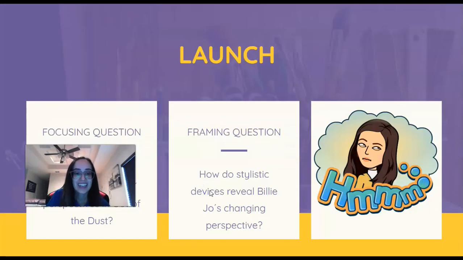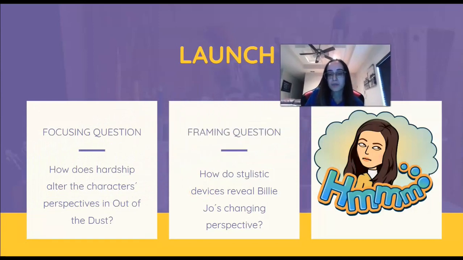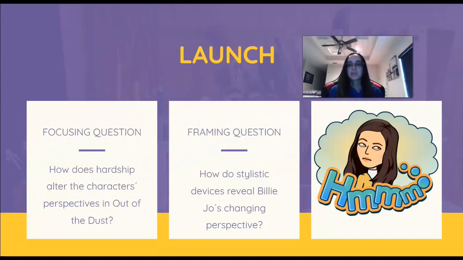Moving on. So some questions we're going to be looking at, boys and girls, for today's lesson. I want us to keep these questions in the back of our head. The first question is our focusing question. How does hardship alter the characters' perspectives in Out of the Dust? So we need to think of the key words here in our focusing question. Keyword hardship. How does that alter? When we think of the word alter, we also want to think of change. How do these hardships change the characters and the way they think in Out of the Dust?